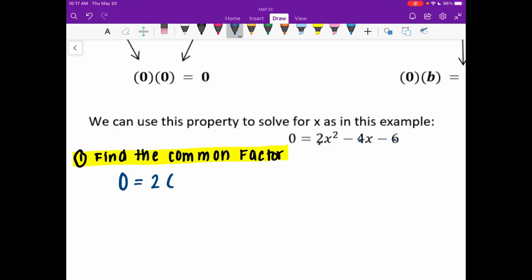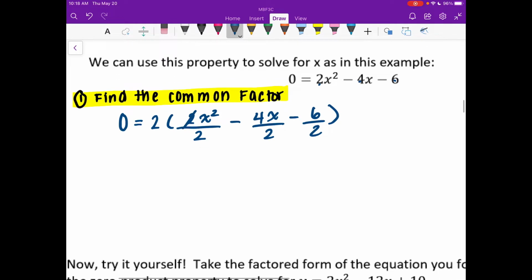And this is just from lesson 3. 2x squared divided by 2, minus 4x divided by 2, minus 6 divided by 2. So 0 equals 2 times x squared. 4 divided by 2, I'm left with 2x. 6 divided by 2 is just 3. So I'm left with x squared minus 2x minus 3.